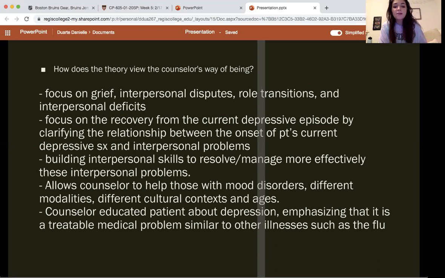And finally, the counselor educates the patient about depression, emphasizing that it's a treatable medical problem similar to other illnesses such as the flu or pneumonia, desensitizing the patient to how they think that this might be way worse than it is and how it's a completely treatable, manageable thing to live with. You just have to put in the work and go and do the work to keep those symptoms at bay.